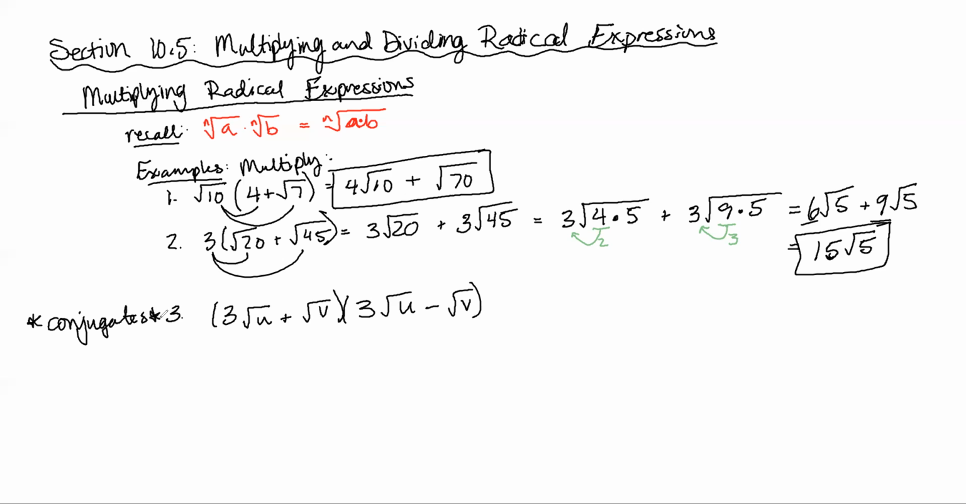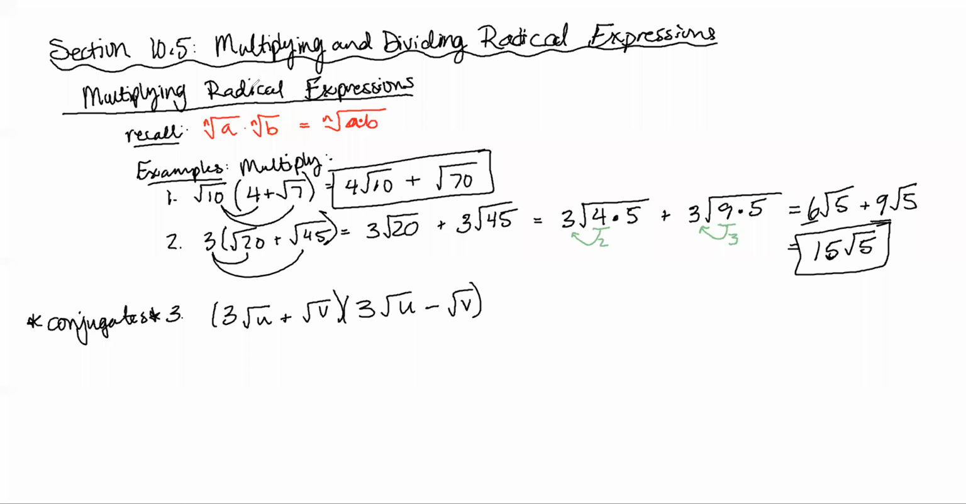Conjugates are where you have the same terms. So see how we have a 3 square root of u, 3 square root of u. We have a square root of v and a square root of v, and one is a plus and one is a minus. So there's something special that happens when we have conjugates, and that's what we're going to use when we rationalize denominators in a second. So let's go ahead and see what happens when we multiply these.